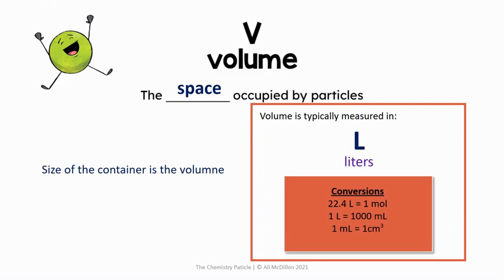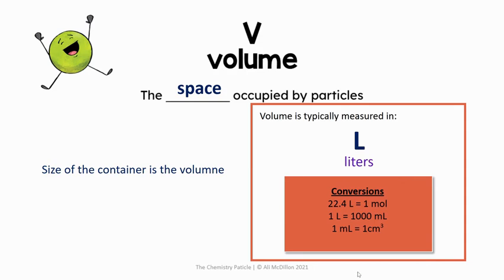Our next variable is volume. Volume is represented by the letter V. Volume is the space occupied by the particles, and it is the size of the container. The most common volume unit that we use is liters, or capital L. You can also use milliliters or centimeters cubed. The common conversions are down here.